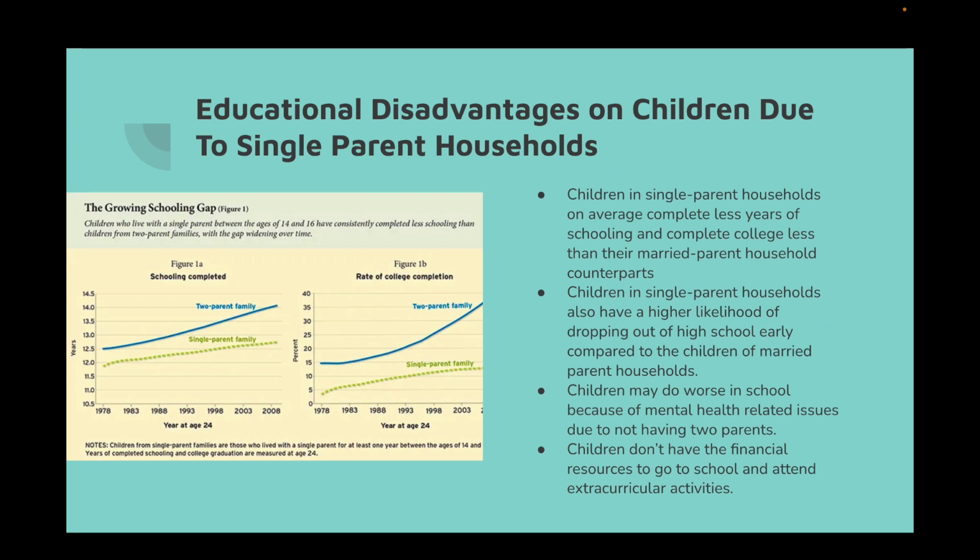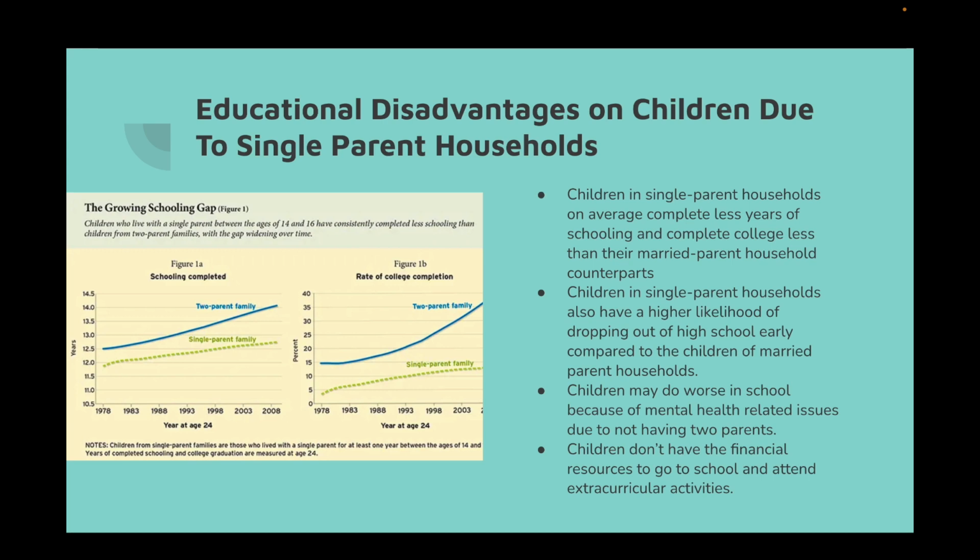Educational disadvantages on children due to single-parent households. Children in single-parent households on average complete less years of schooling and complete college less than their married parent household counterparts. Children in single-parent households also have a higher likelihood of dropping out of high school early compared to the children of married parent households, and they may do worse in school because of mental health-related issues due to the separation of their parents or just not having two parents in general.